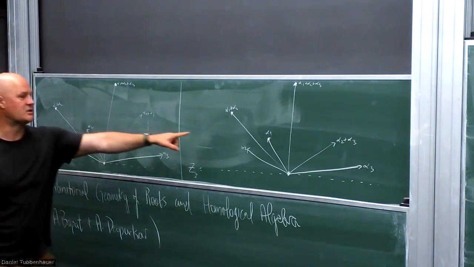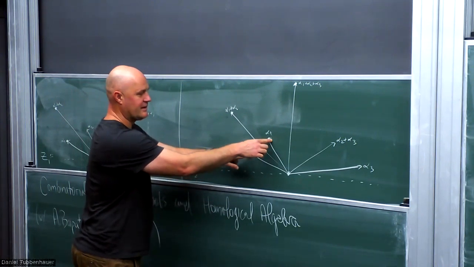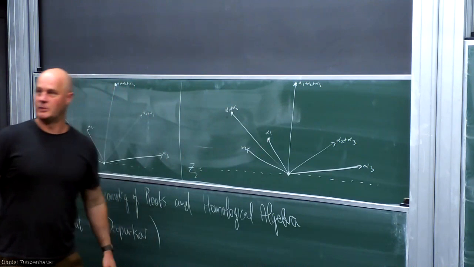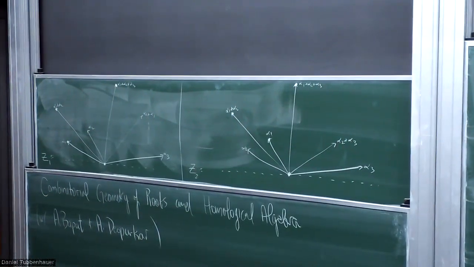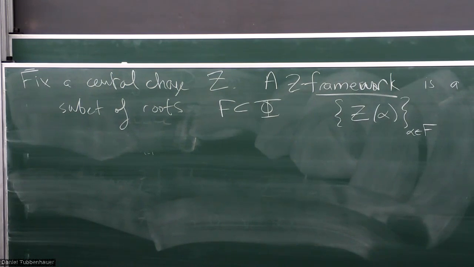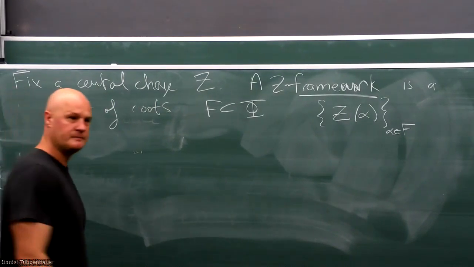Here's a different central charge. It looks similar. The difference is that I've swapped where I sent alpha 1 and alpha 2. But it doesn't look very different at the moment. So a framework is just a subset. Do you have any upper plane restrictions? No. I drew the positive roots in the upper half plane here, but that was just for convenience, not important.